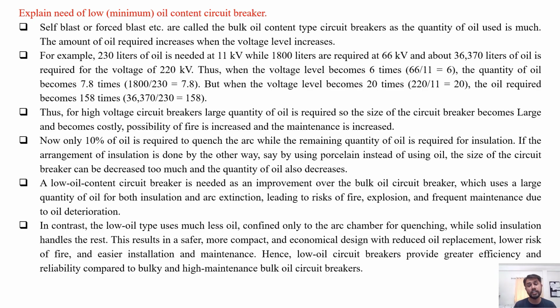Thus, when the voltage level becomes 6 times, that is 66 by 11, the quantity of oil becomes 7.8 times, that is 1800 divided by 230. But when the voltage level becomes 20 times, that is 220 kV compared with 11 kV, the oil required becomes 158 times, that is 36,370 divided by 230 is equal to 158. Thus, for high voltage circuit breakers, a large quantity of oil is required, so the size of the circuit breaker becomes large and costly.